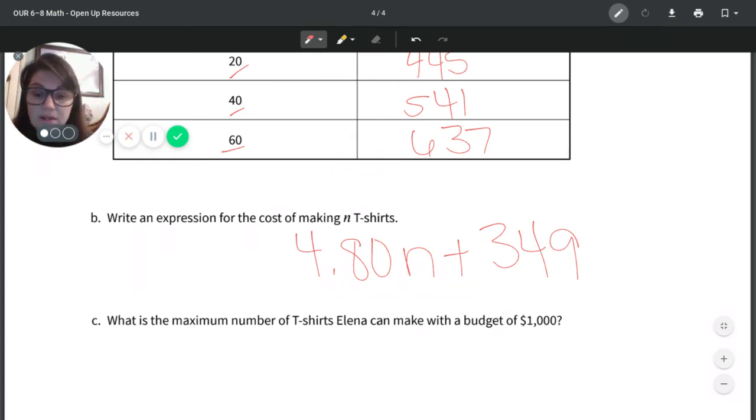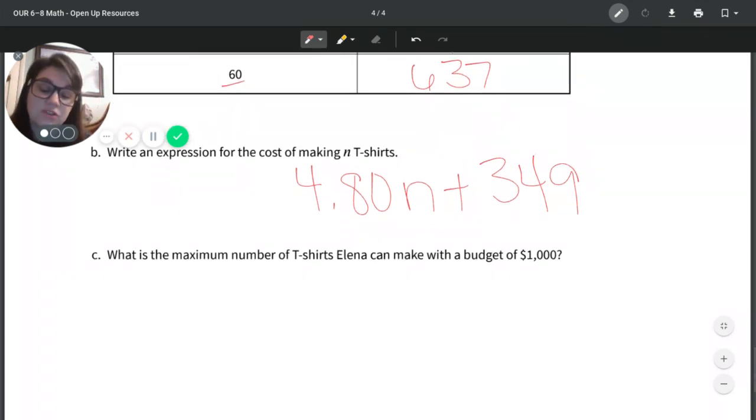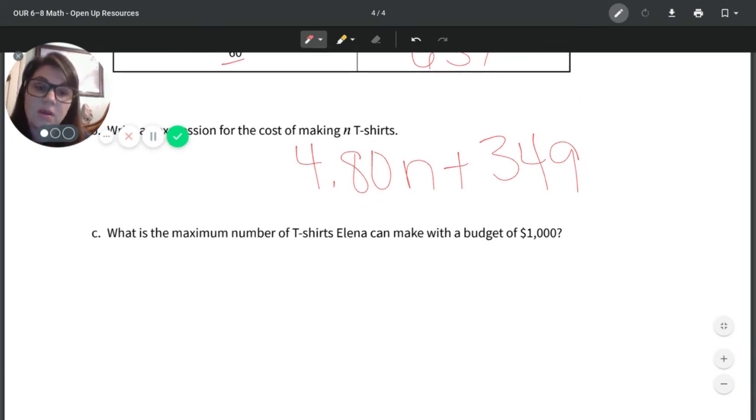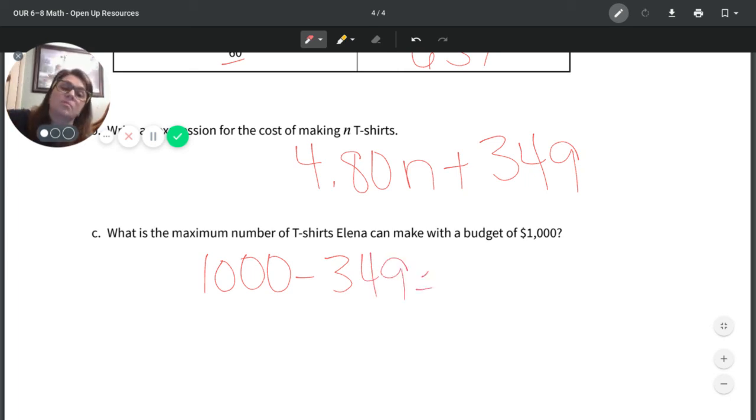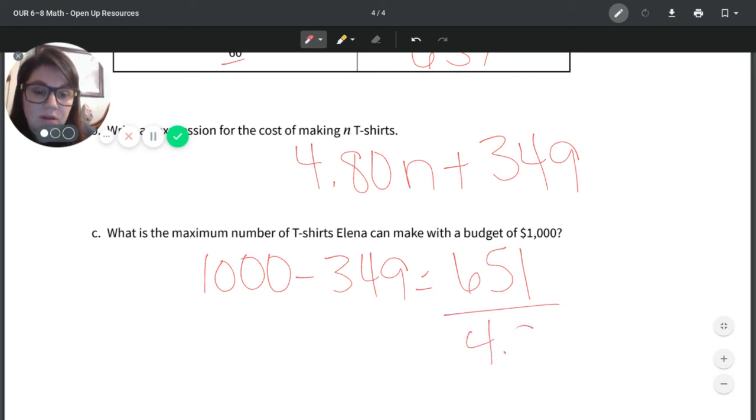So it says, what is the maximum number of t-shirts Elena can make if she only has $1,000 to spend? Well, we're going to have to work that one kind of backwards. If she only has $1,000, we're going to have to start out by subtracting the number that we know, which is the cost of the printing machine. So when we subtract that, she'll have $651 left. If she has $651 to work with, and each shirt is $4.80, we need to divide that out.